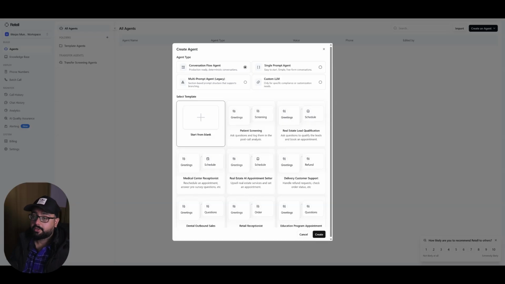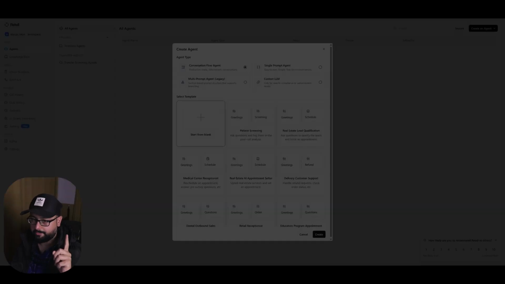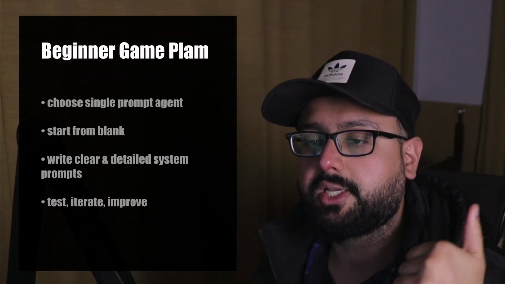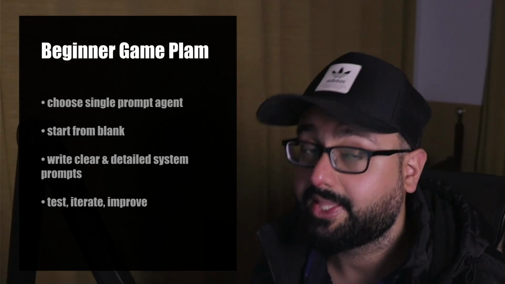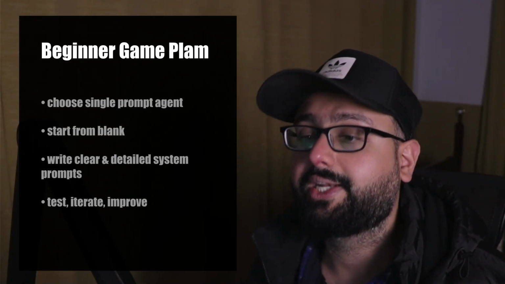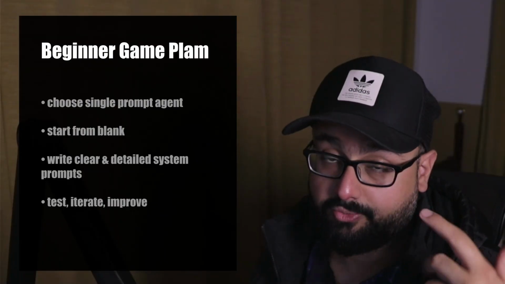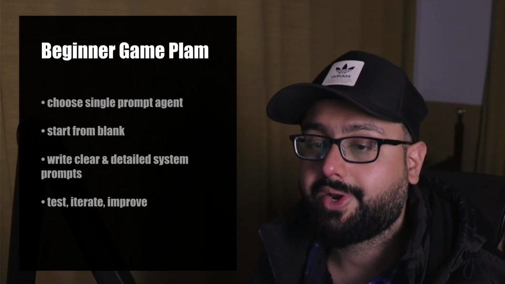So as a beginner, let me be really crystal clear with you. If you are just starting out with Retell AI, here's going to be your game plan. Number 1 is to choose a single prompt agent. Then you need to select the Start from Blank. And then you need to write clear, detailed system prompts. And number 4 is going to be test it, iterate, and improve.